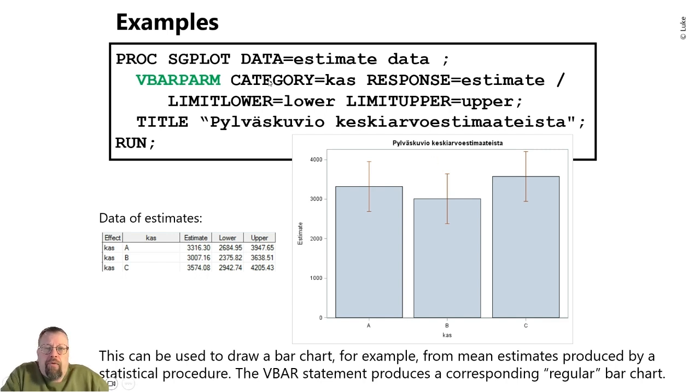So here we define that the category variable is this cos, which was the treatment. Then we define that the response value, the length of the bar, comes from the variable estimate, and the lower and upper variables will give this limit lower and limit upper, and we get this kind of a bar chart as the end result.